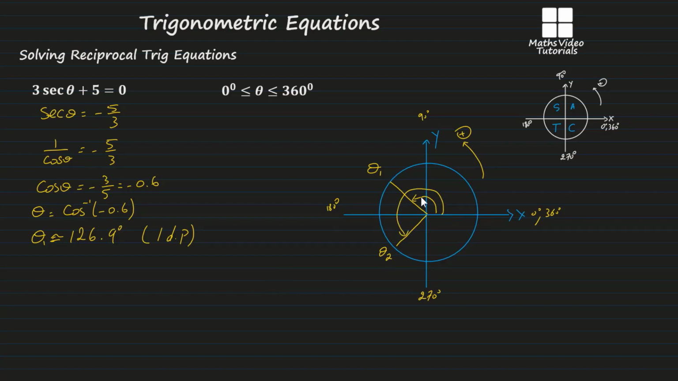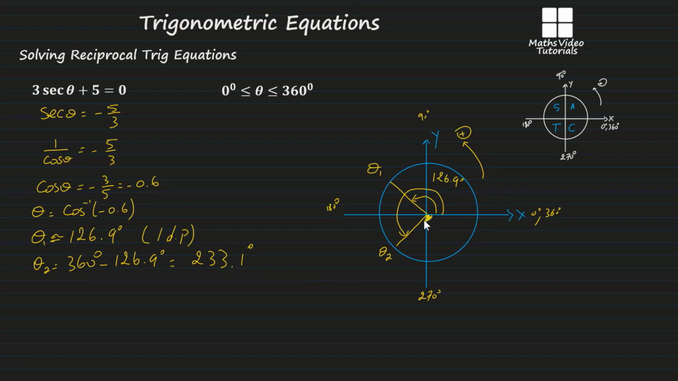Alright, so the first one, theta 1, is 126.9 degrees. And to calculate the second one, you simply do 360 degrees minus the first one, 126.9 degrees, and that gives you 233.1 degrees. Because these two angles here, they're the same.